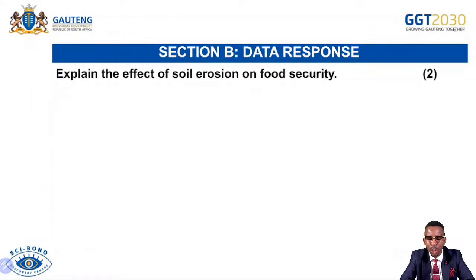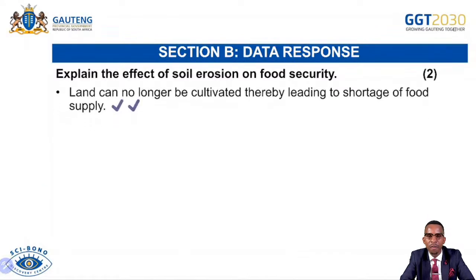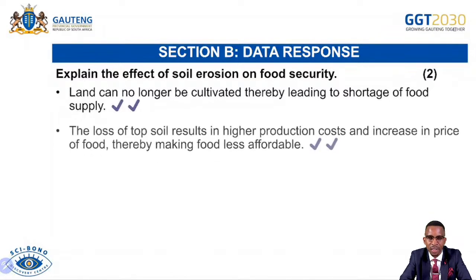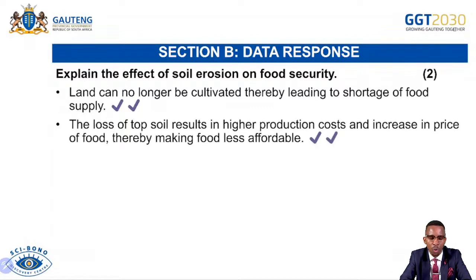Explain the effect of soil erosion on food security. If ever the soil has been moved away from the grass, that will always lead to difficulties in growing crops in that particular place. Land can no longer be cultivated, thereby leading to shortage of food. The land cannot afford to grow crops in the environment because there is no topsoil in there.